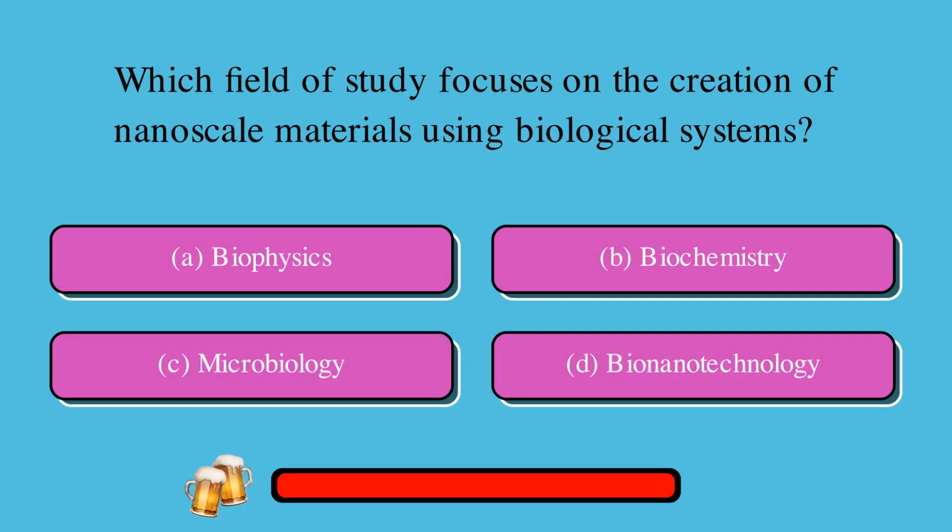Which field of study focuses on the creation of nanoscale materials using biological systems? Is it A, physics, or B, biochemistry, or C, microbiology, or D, bionanotechnology? The correct answer is D, bionanotechnology.